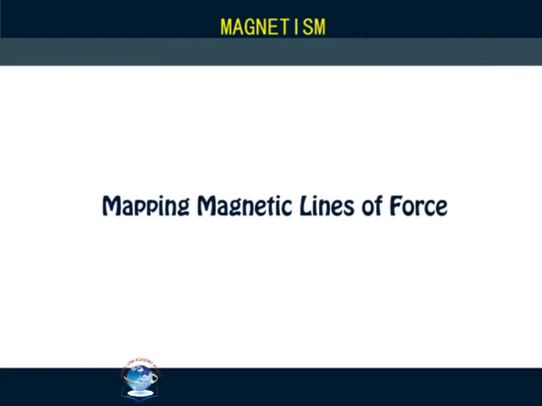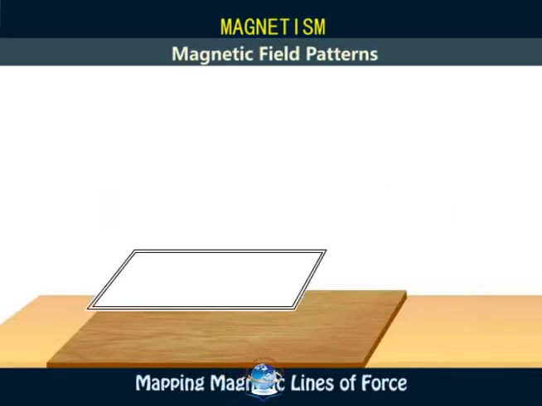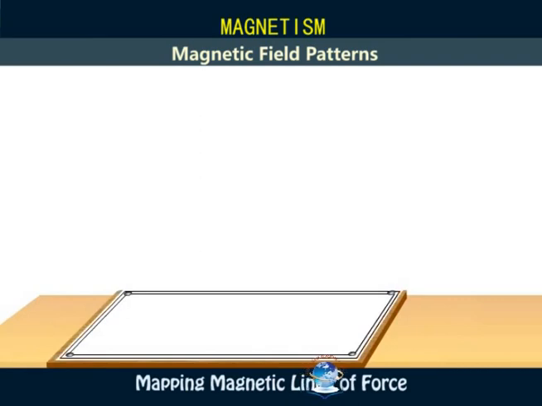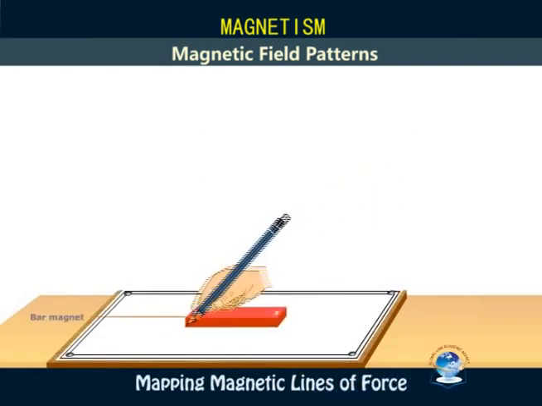Mapping magnetic lines of force. Now, we fix a sheet of paper on a drawing board. Place a bar magnet on the sheet of paper and trace its boundary.